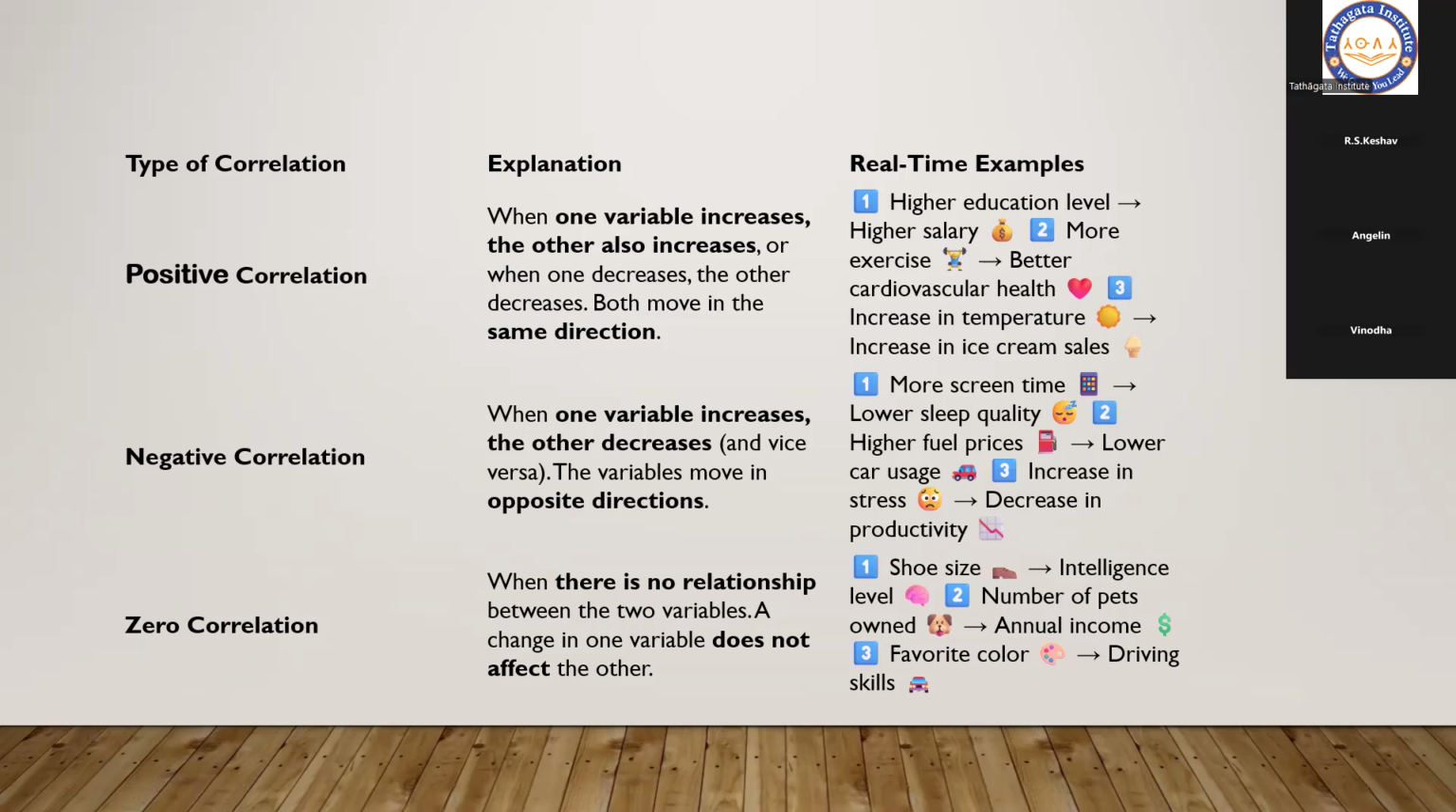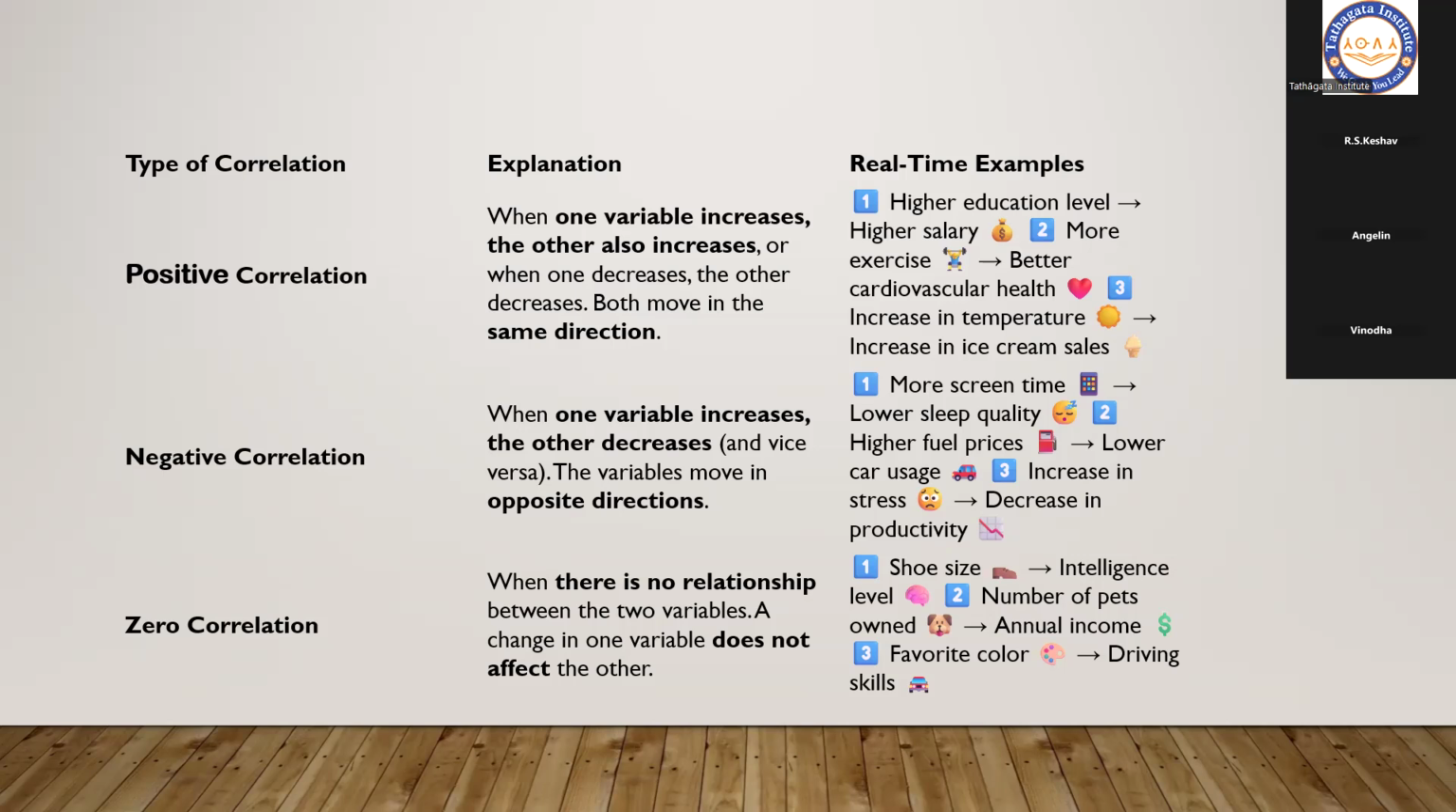Zero correlation. There is no relationship between the two variables. They just act apart and do not affect each other. There is no connectivity or relationship between the shoe that a person wears and his intelligence level. Right? There is no connection between the number of pets owned and the annual income. Favorite color and driving skills, it has got no relation.